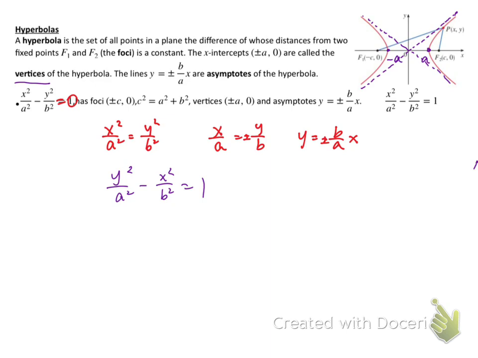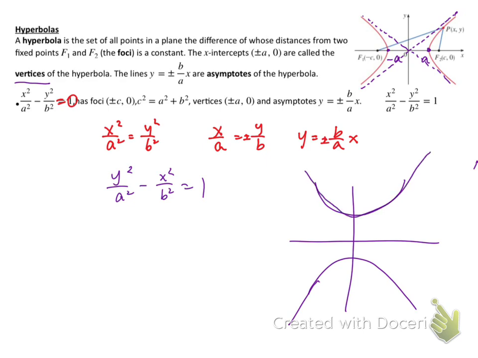It's positive. Then the curve will look like this. Okay, those are the two curves. Again, it could be sideways, it could be up and down. It is sideways when the positive term is the x squared term, and it's the open upward and downward case if the positive term is the y squared term.